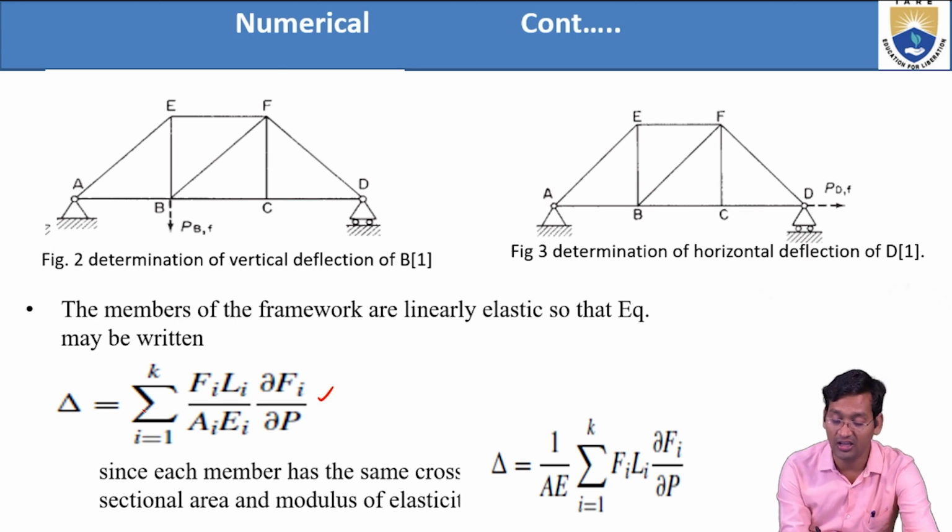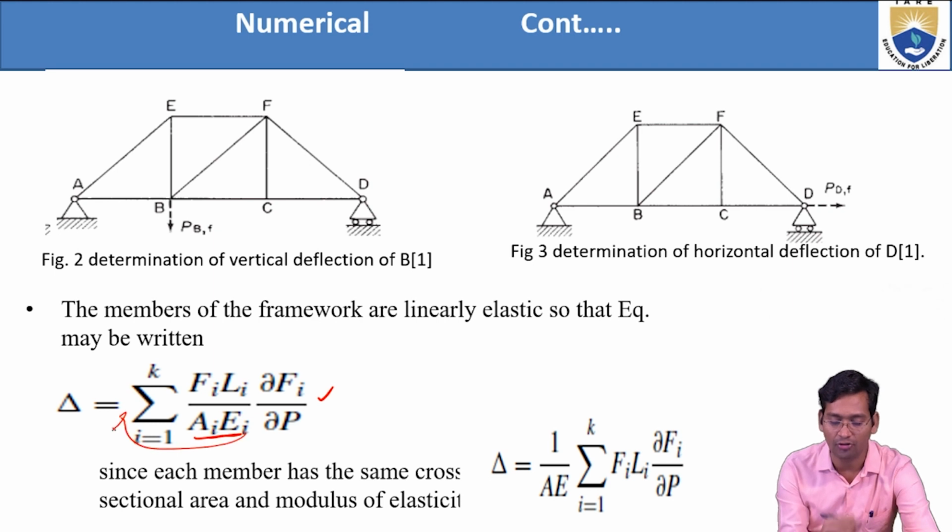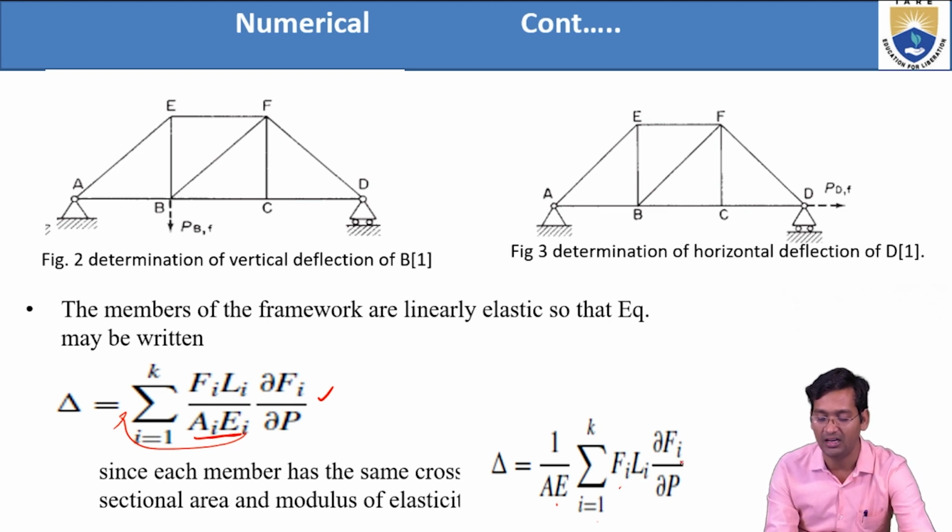So now what is there? A and E is common for all, so that's why A by E is out of the integral. So now what is left? The sum from i equals 1 to k, with Fi Li by del Fi by del P.